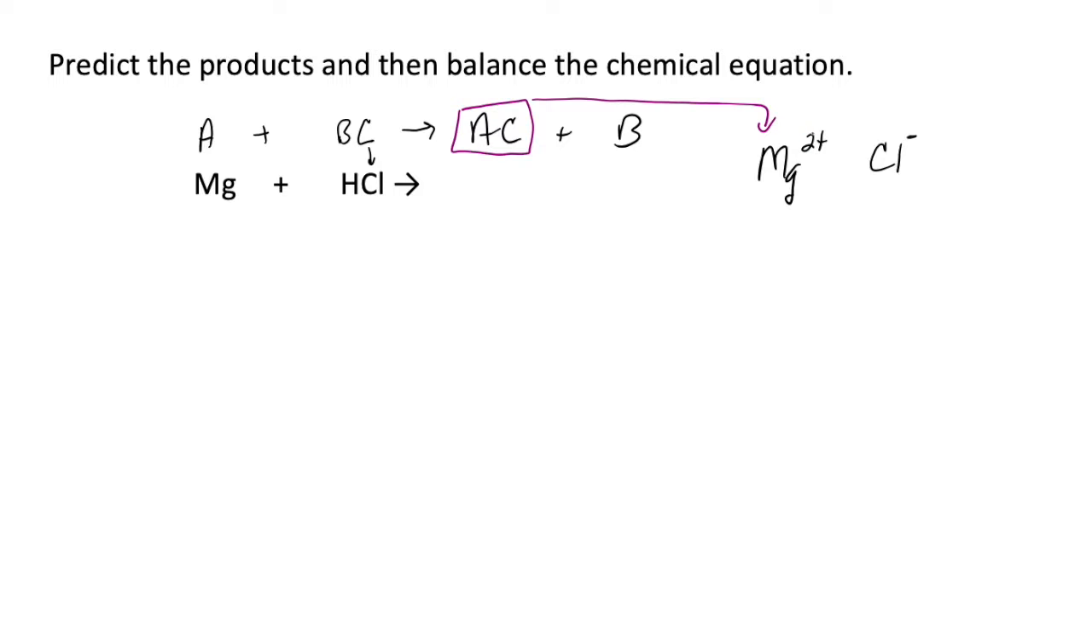So we're going to use the crisscross method to take the charge of the metal and use that as the subscript for the nonmetal. And then the charge of the nonmetal, when we don't see a number here, is understood to be 1, and we use that as the subscript for the metal. That will give our new chemical formula for magnesium chloride as Mg, and whenever there's a 1, we don't have to write that. That's understood. And then Cl2. I'm going to plug that in right here.